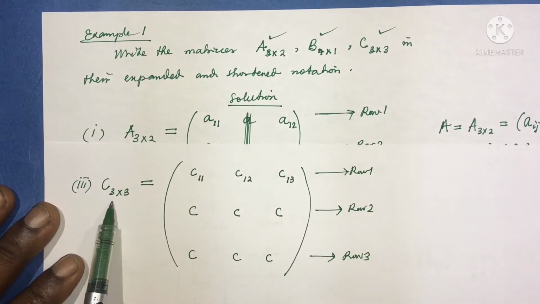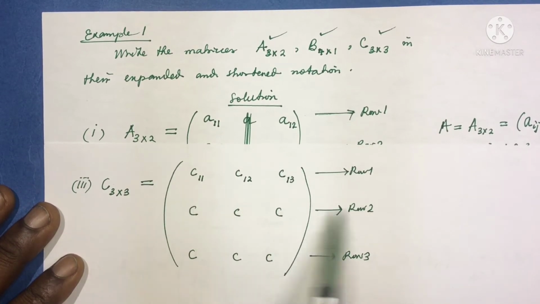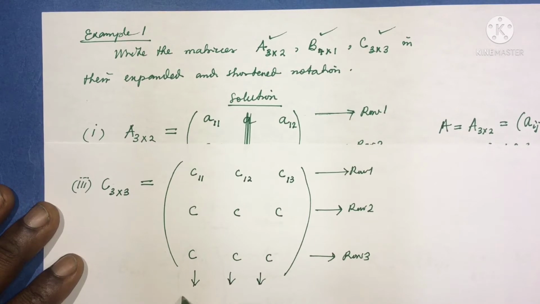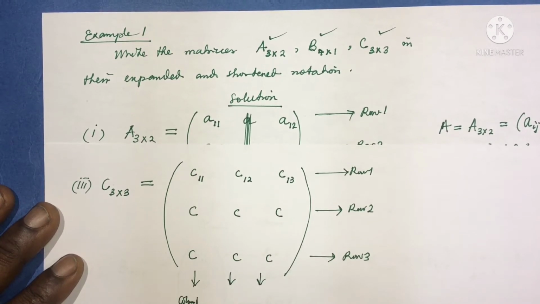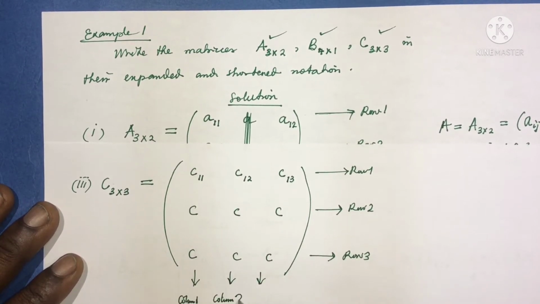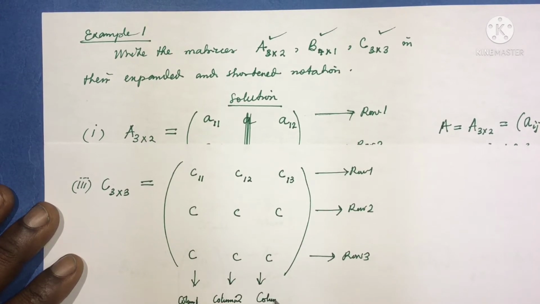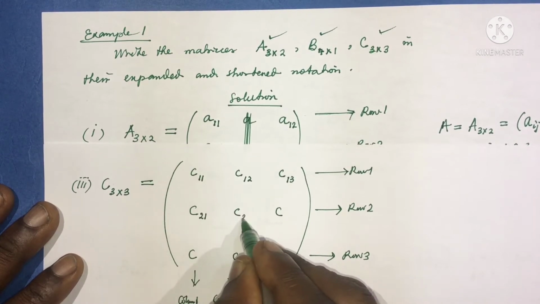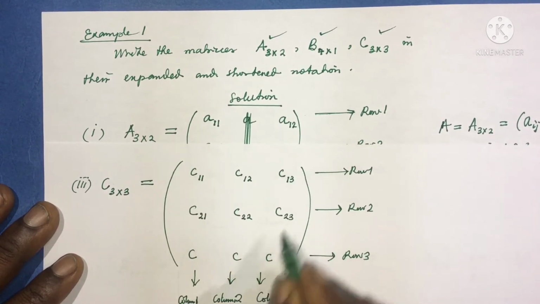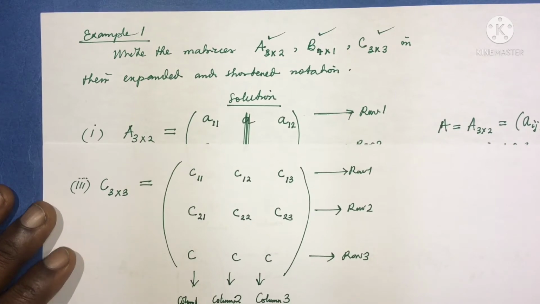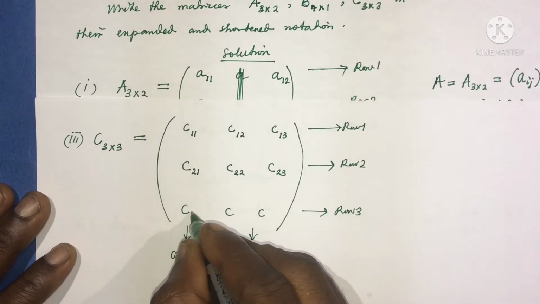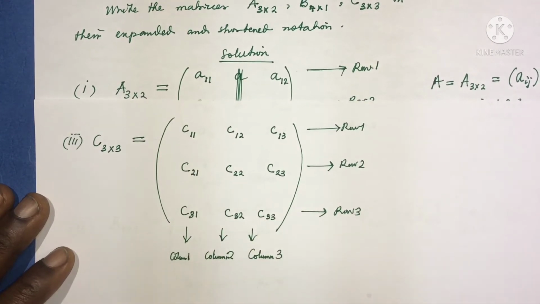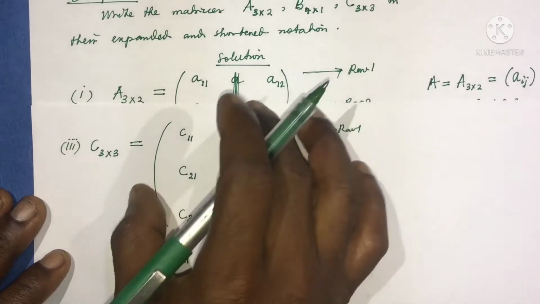Note that this matrix is of order 3 by 3. So I've written 3 rows and 3 columns. Column 1, column 2, and column 3. Okay, so this will be 2, 1, this will be 2, 2, 2, 3, for the same reason as what I've been explaining so far. This will be 3, 1, 3, 2, and this will be 3, 3. Okay, so this will be the expanded form of this matrix.